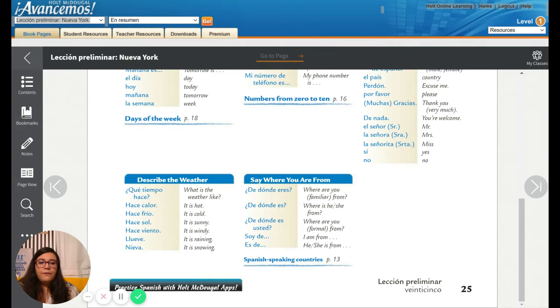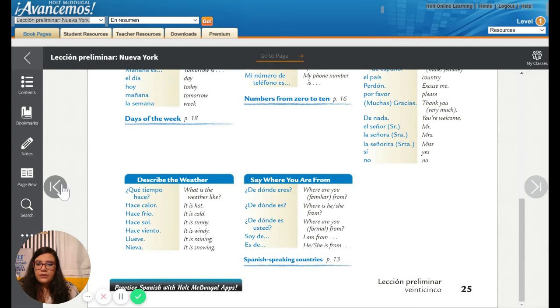You have both versions of how you can ask someone where they are from here, and then the one version pretty much that you answer where you're from. Or if you know the answer and you want to say that that person is from somewhere, you have the way to answer that here too with es de. So this is the main vocab page.